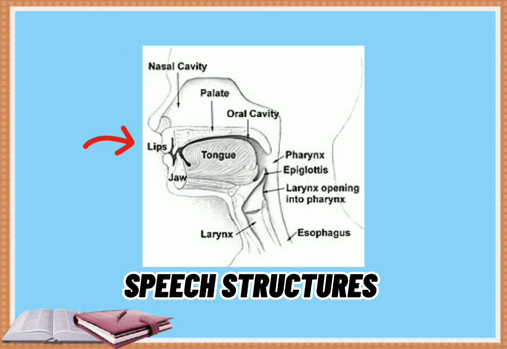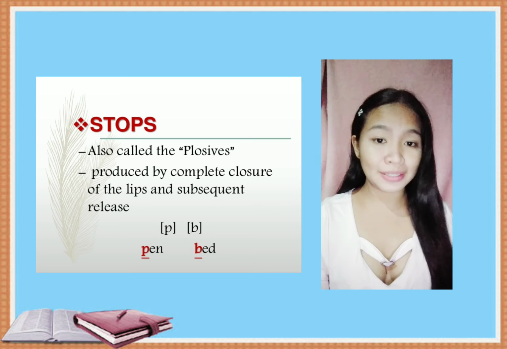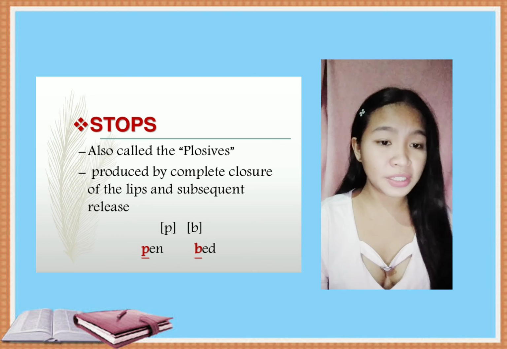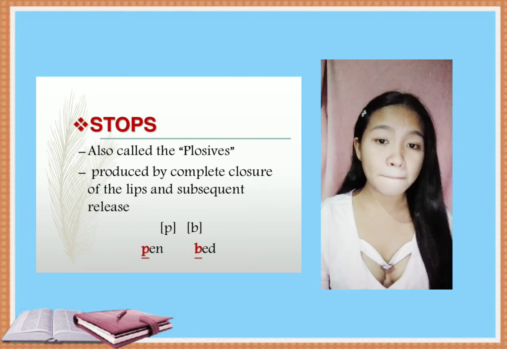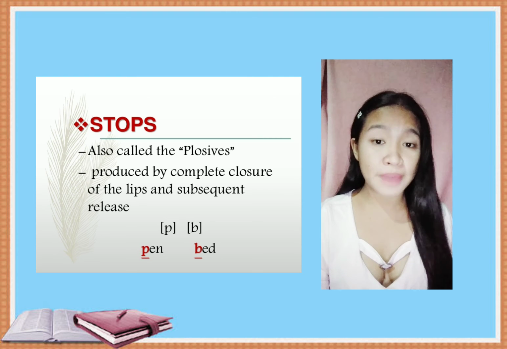Nasal cavity, the lips, the jaw, the tongue, larynx, oral cavity, the palate, the pharynx, epiglottis, the larynx, opening into the pharynx, and esophagus. First one is stops, also called plosives, produced by complete closure of the lips and a subsequent release. For example, p, b, pen, bed.